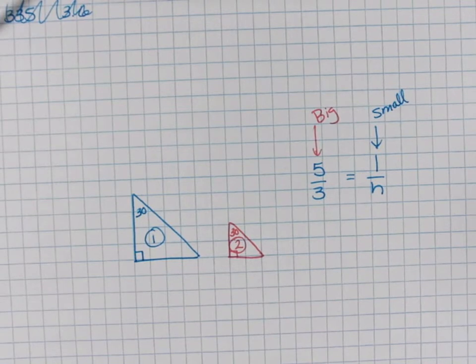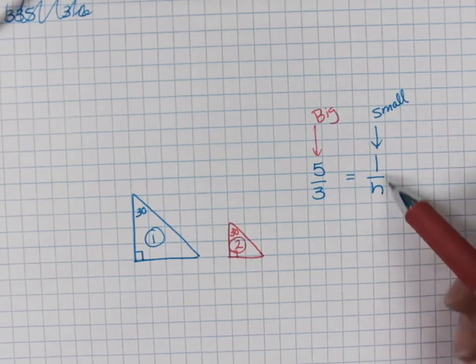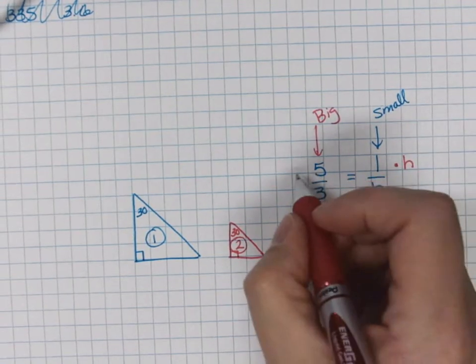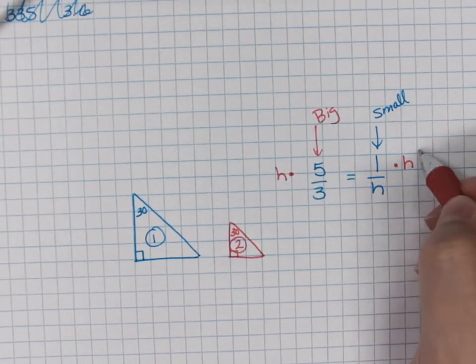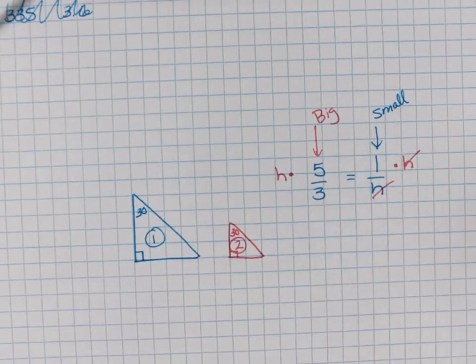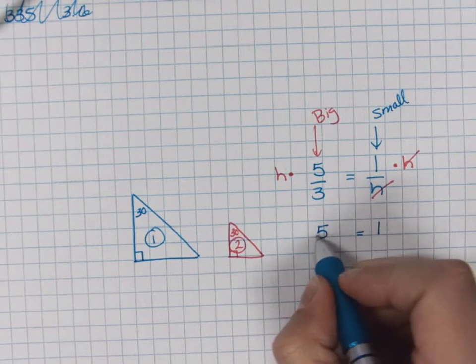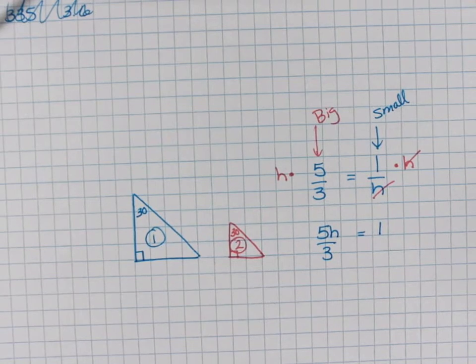What would be the best way to do this? I want to get h off the bottom. So what's the opposite of dividing by h? Multiply by h. So I'm going to multiply this side by h, and that side by h. What happens to my h's over here? Gonzo. So I'm left with 1 on this side, and 5h over 3 on this side. Got it? And then multiply both sides by 3, and that's how we get that.